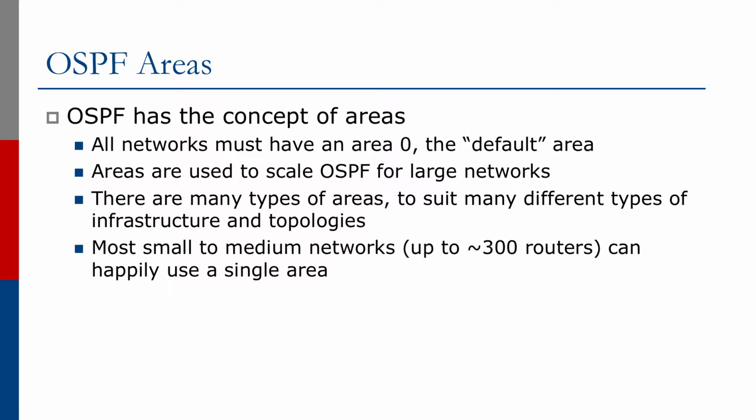There are many types of areas to suit the many different types of infrastructure and topologies. Most mid-sized networks today can easily operate with over 300 routers in a single area. And in fact, most network operators operate their networks only with area 0.